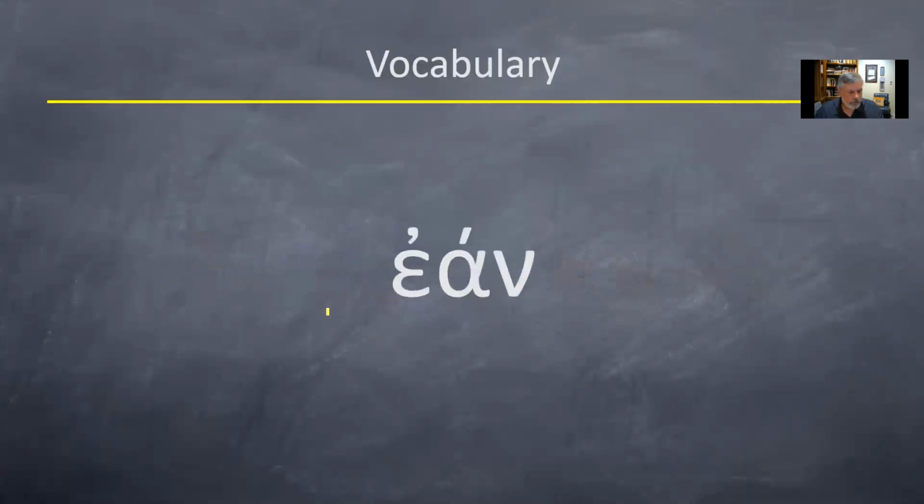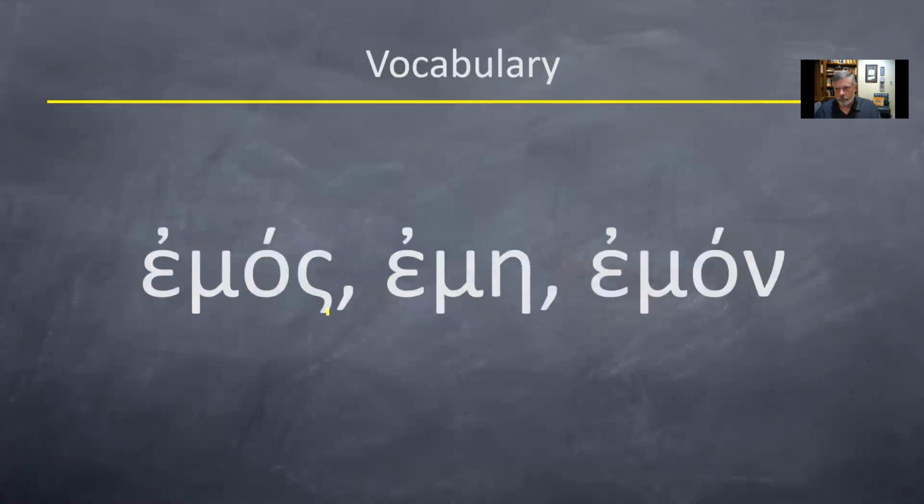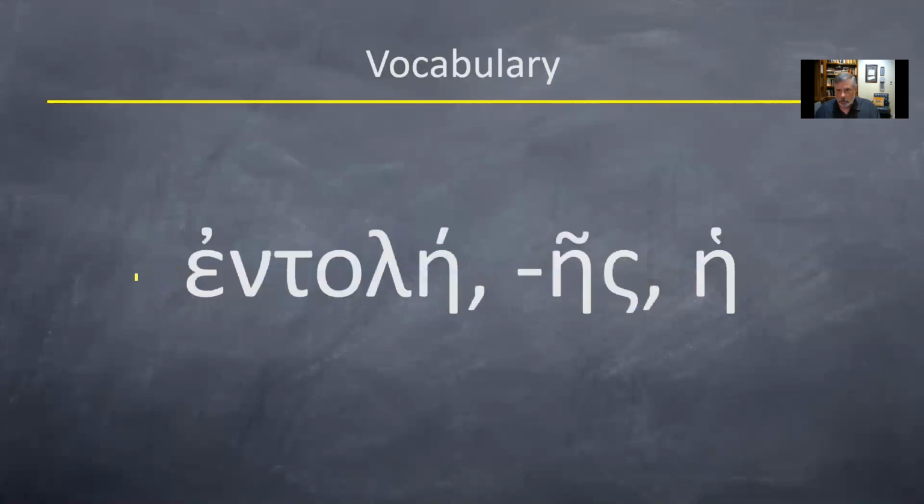Ean means if or when. Emos, eme, emon means my or mine. It's emphatic because it has the epsilon in front of it. It means mine regardless of its case, or if it's used substantively, it means mine. Entole, entoles, he. Well, this is not an adjective because, again, I have the nominative singular entole. There's the feminine stem ending with the genitive es, entoles, and its article he. So it means commandment.